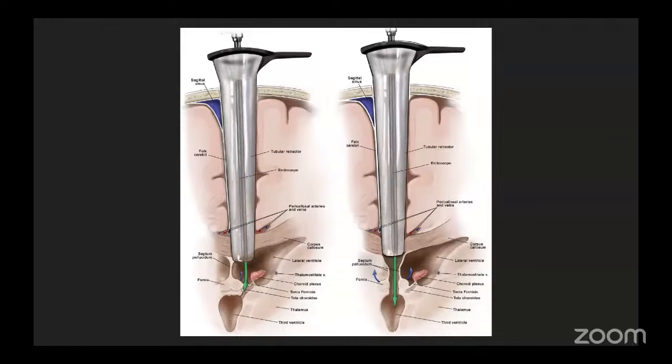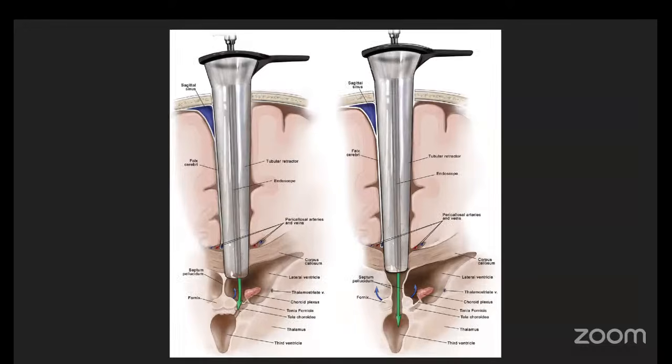Both of these use the interhemispheric transcallosal approach. We are using the same corridor. This is a tubular endoscopic view, by the way. But the corridor that is used till the corpus callosum is the same.